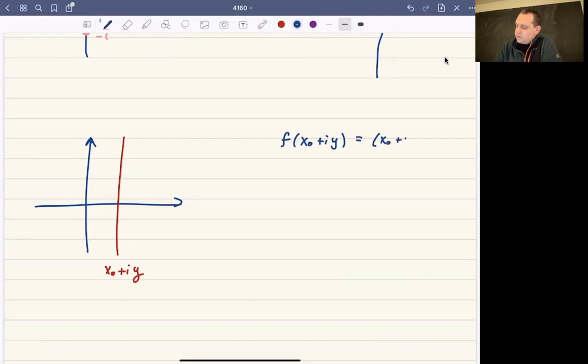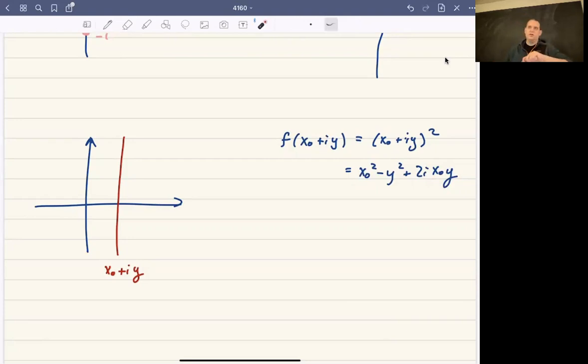We will get (x₀ + iy)², which would be some constant squared minus y² plus 2i x₀ y. And so this is what would happen to the horizontal line: it would get sent to basically a parabola. And the parabola that it gets sent to, we just have to think about this for a second. This is a constant, so it does change what the parabola is, but it doesn't change the general shape of it, right?